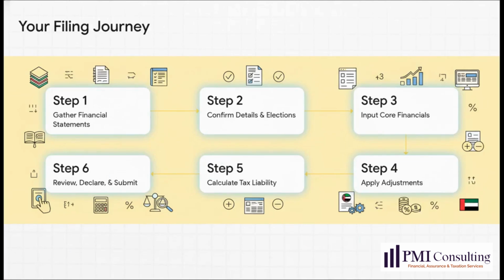So let's just do a super quick recap of the journey, right? You start with your financial statements, you confirm your business details and make those key elections, you plug in your core financials, you apply any adjustments needed, calculate that final tax number, and then you finish with a confident review and submission. It's a clear, logical process.